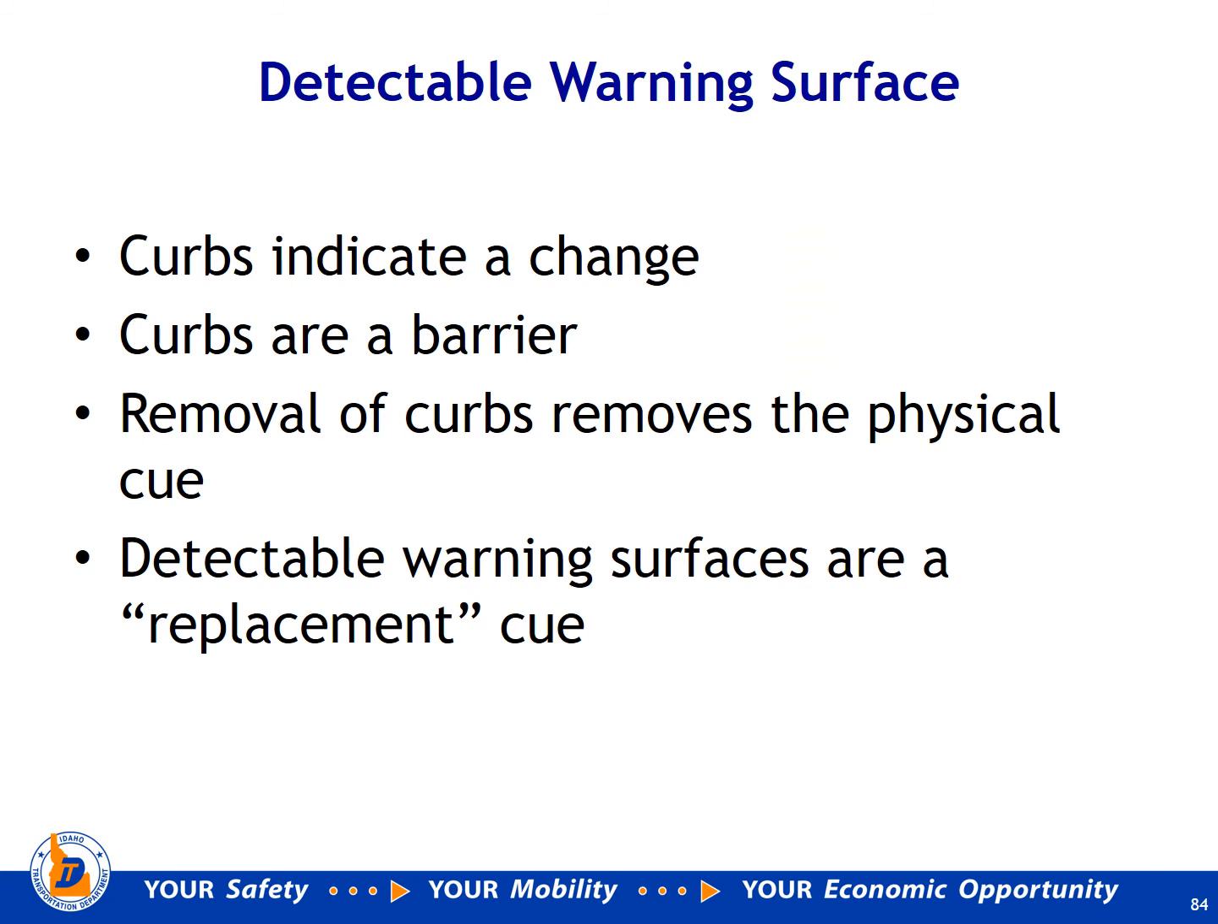The detectable warning surfaces are installed as a compromise between the needs of wheelchair accessibility and the needs of those visually impaired. Curbs indicate a change to the visually impaired. When we take away the curb with the installation of a curb ramp, we need something to cue the visually impaired that they are about to step into traffic. The detectable warning surface provides that indication.